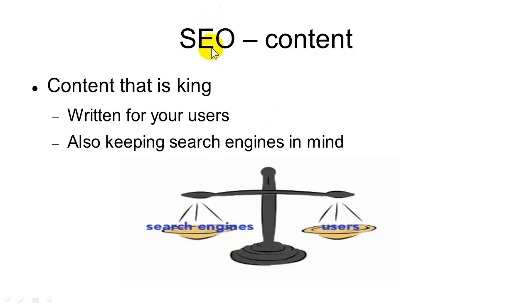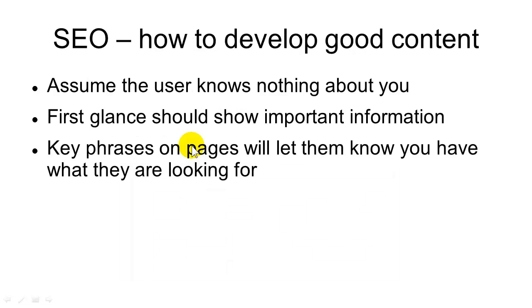Remember, when it comes to SEO, content is king. You write for the users, but you also keep the search engines in mind. All right, so how do we develop good content? We assume the user knows nothing. The first glance should show important information. The key phrases will let them know that you have what you're looking for. So here again, finding the right key phrases.